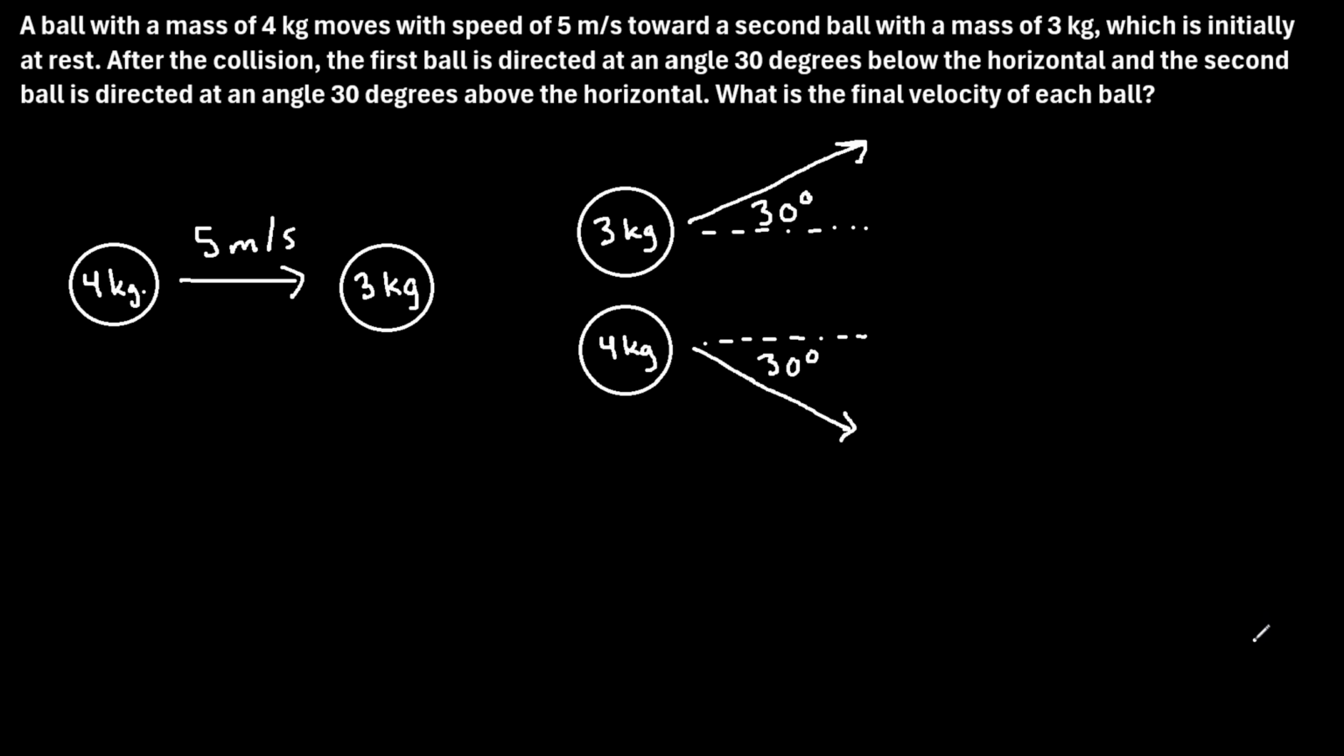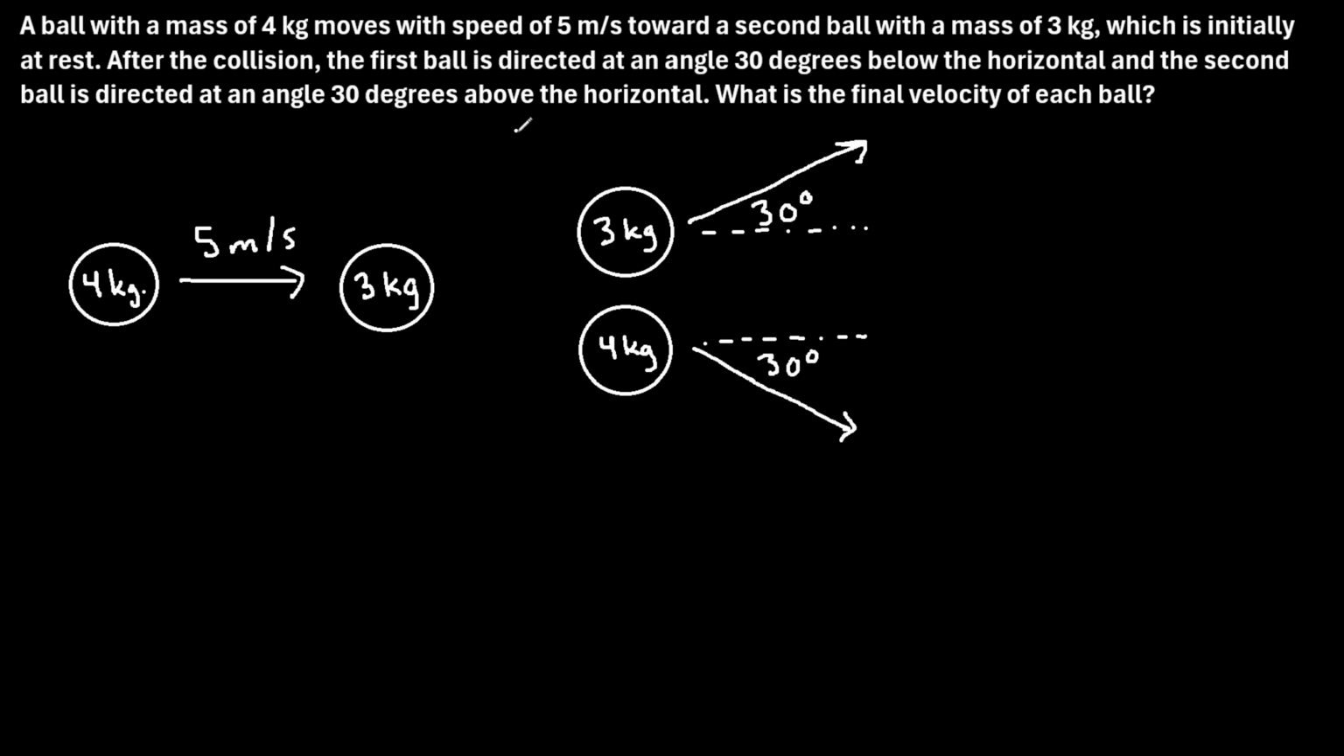In this video, we are going to work through a practice problem in physics that involves an elastic collision in 2 dimensions. So let's go ahead and jump right into this example. It says, a ball with a mass of 4 kilograms moves with a speed of 5 meters per second toward a second ball with a mass of 3 kilograms, which is initially at rest.